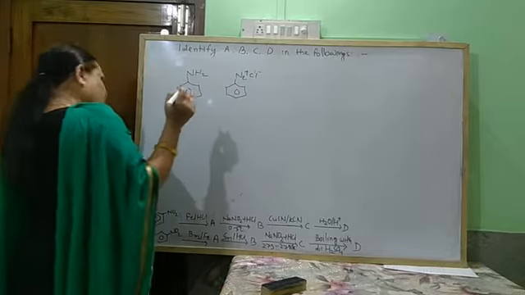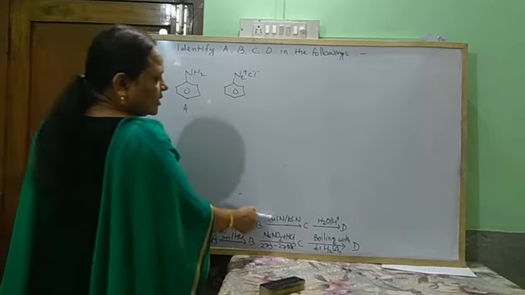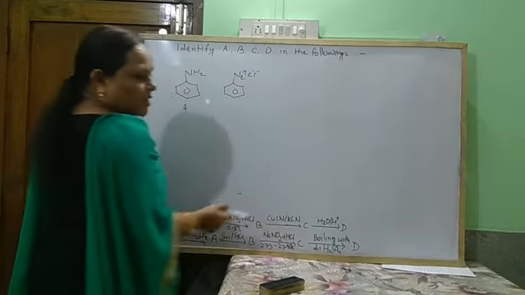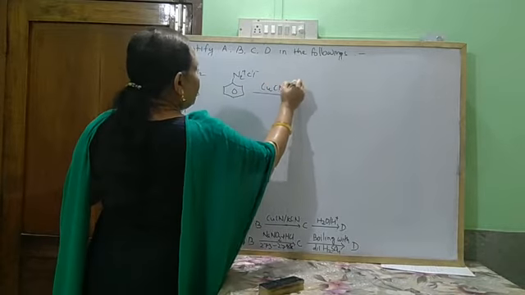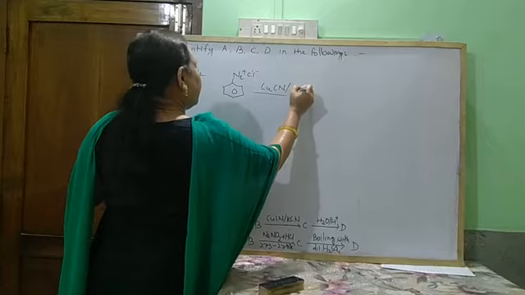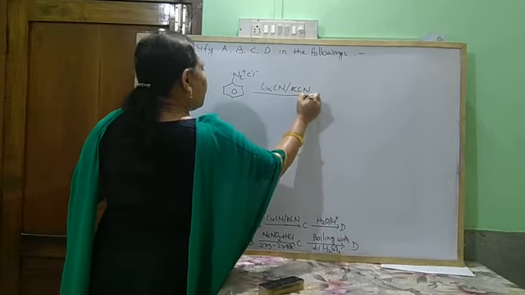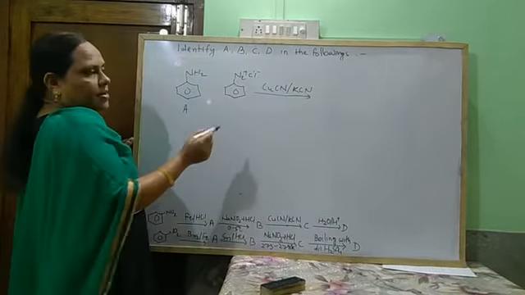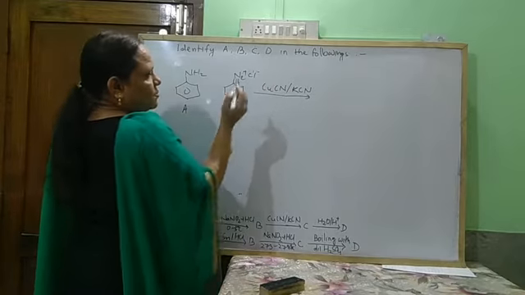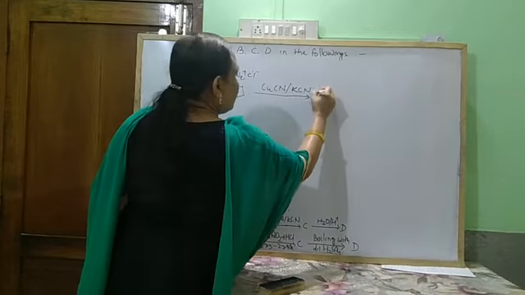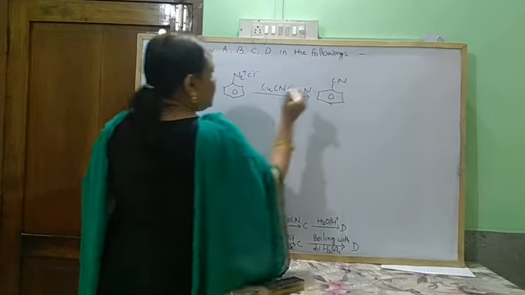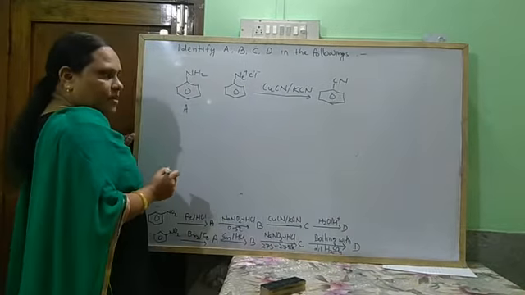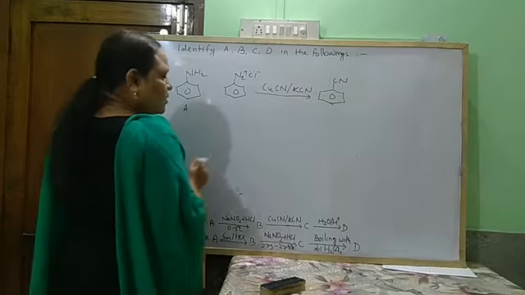N2 plus Cl minus. This is again treated with copper cyanide in presence of potassium cyanide. When it is treated with copper cyanide, this is called Sandmeyer's reaction. Benzene diazonium chloride treated with copper cyanide in presence of potassium cyanide forms cyanobenzene. The reaction is known as Sandmeyer's reaction.